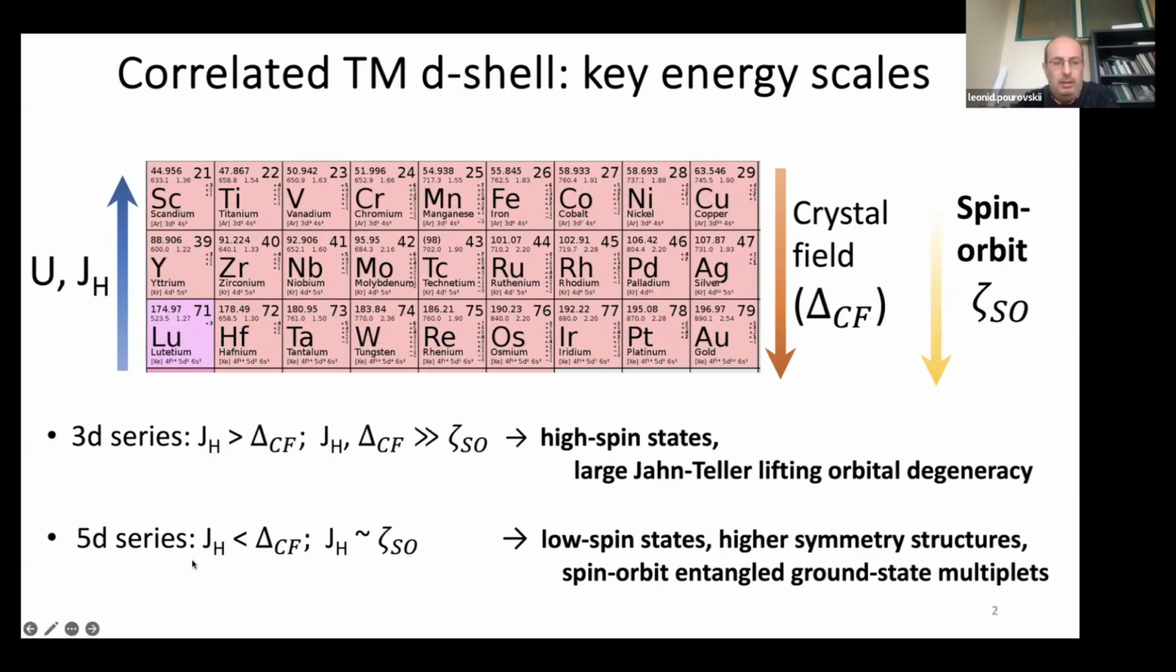For the 5d series, the situation is different. First, crystal field, due to the large spatial extension of 5d orbitals, dominates over Hund's rule. So typically, we have low spin states. And then spin orbit, of course, increases a lot as one goes towards the 5d series. As a result of this, we have spin orbit entangled ground state multiplets.